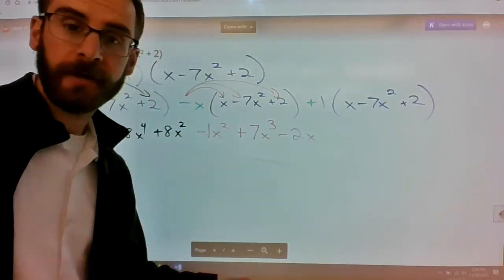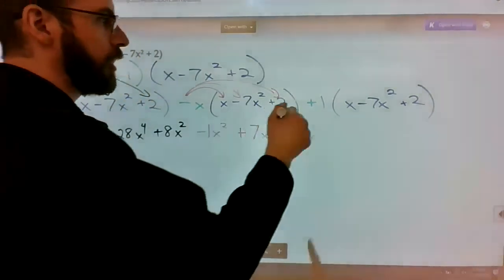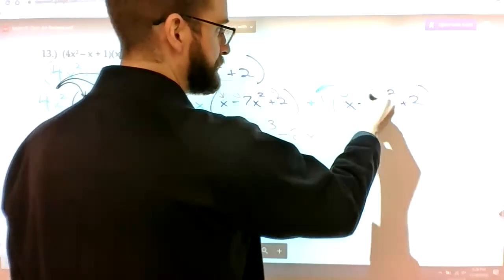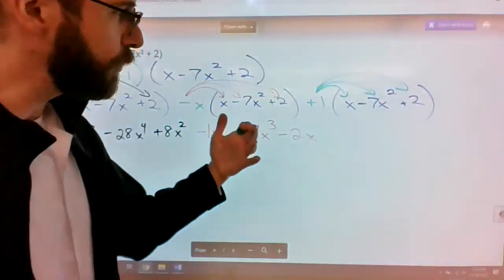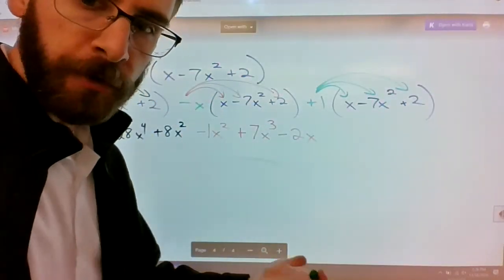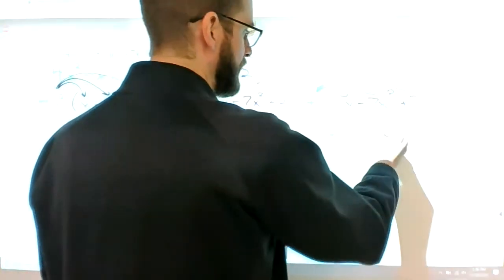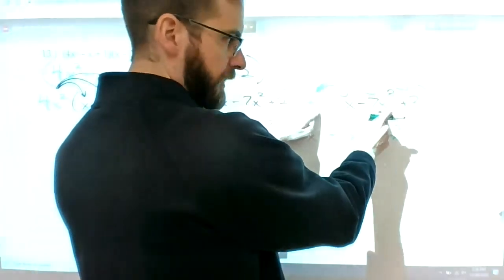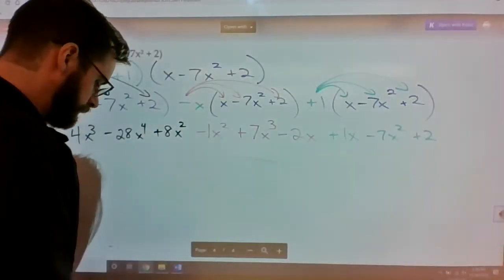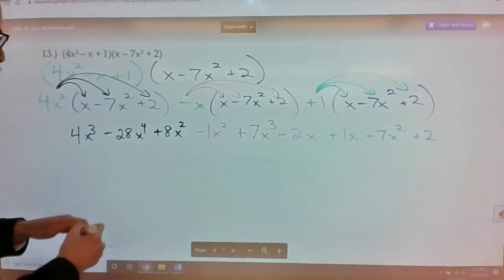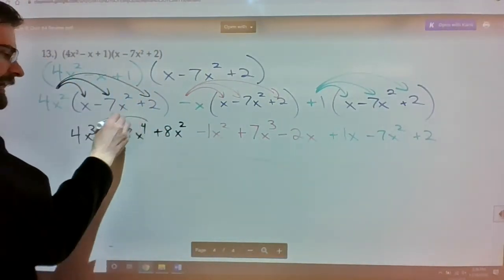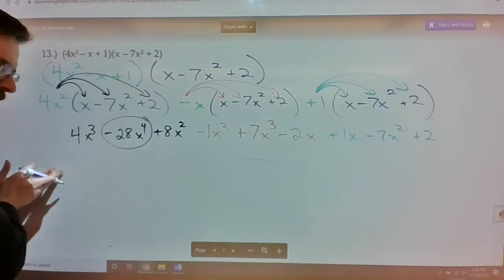And then, I'll do another color just to keep this thing rolling along. You're taking positive 1 times everything. Positive 1 doesn't change anything when you multiply, so it's going to be positive 1x minus 7x squared, since it's just 1 times it, and then 1 times 2 is positive 2. All right, nobody can combine with the 28x to the 4, so I'm going to just lead it off here.